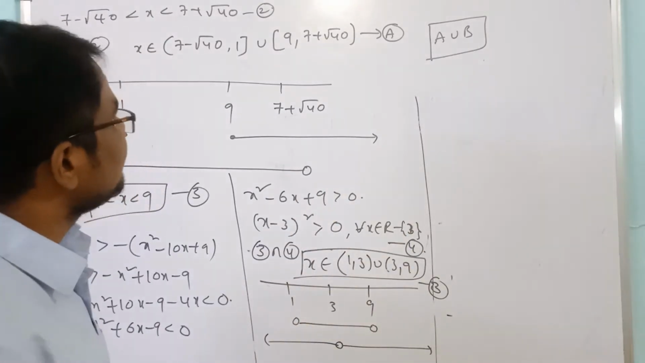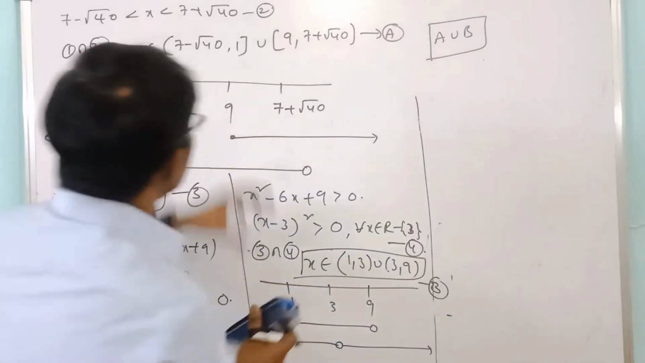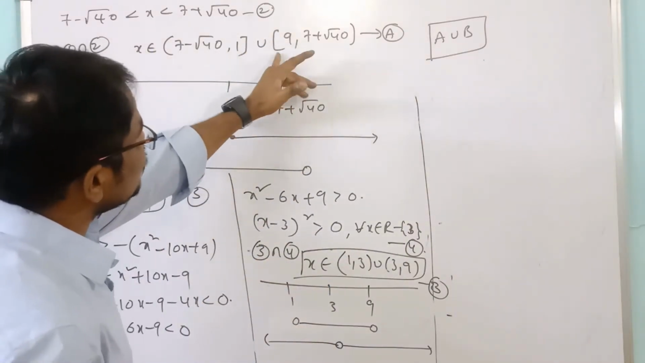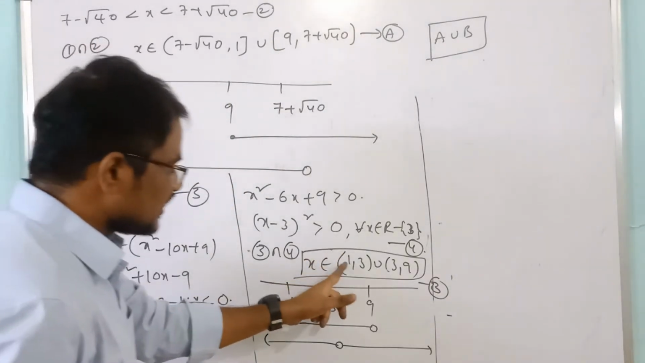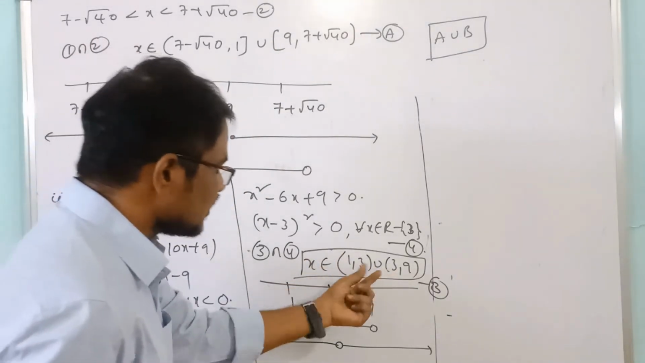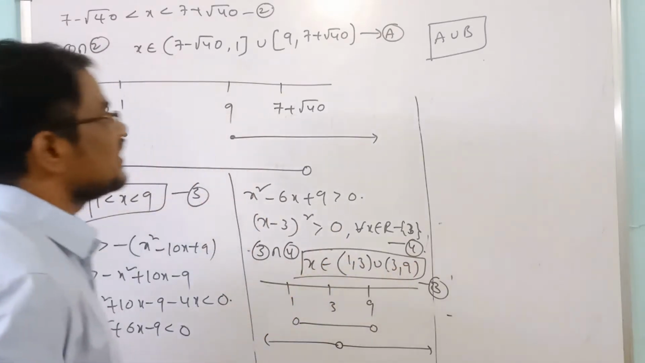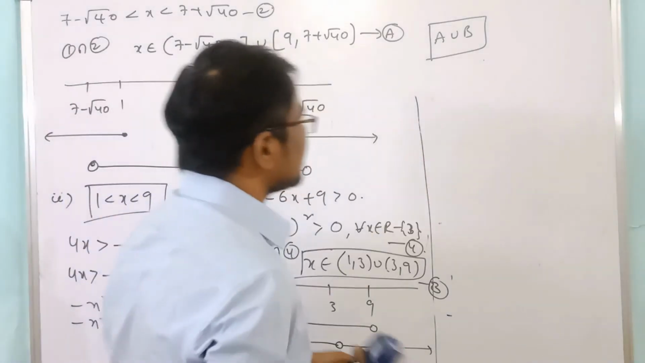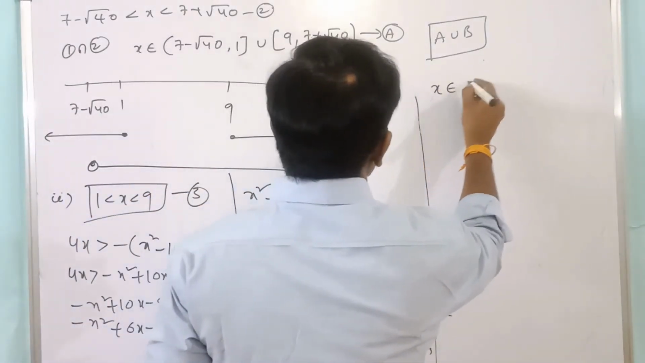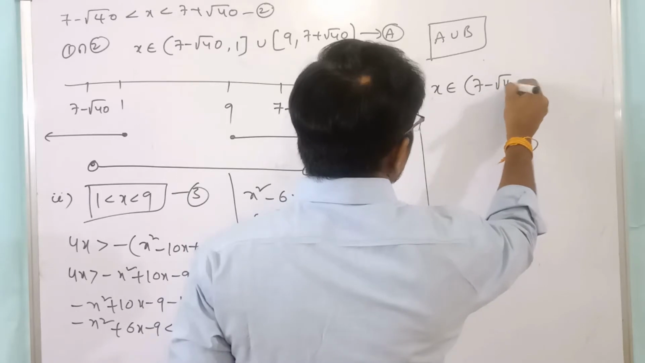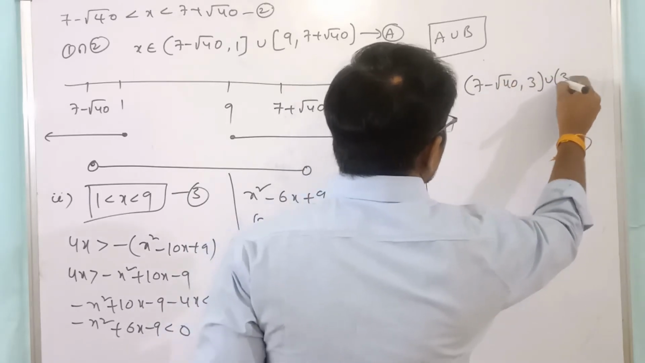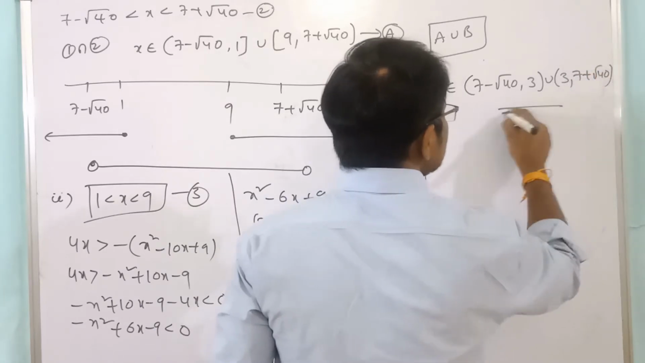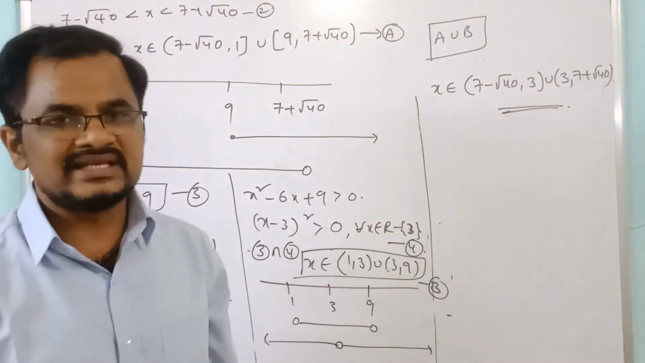Means finally A union B is what? Here open interval to closed interval 1. After that, closed interval 9 to is there. And here 1 to 3 is there, 3 to 9 is there. Means in between 1 to 9 only 3 we are not taking. Means union of these two, if you observe on the real number line, you will get x belongs to open interval 7 minus root 40, 3 union 3 to 7 plus root 40. This is our required domain of the given function.